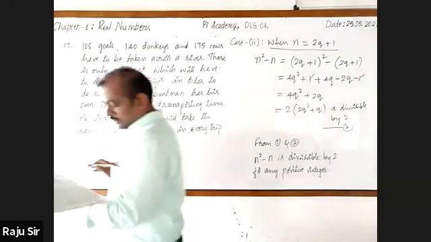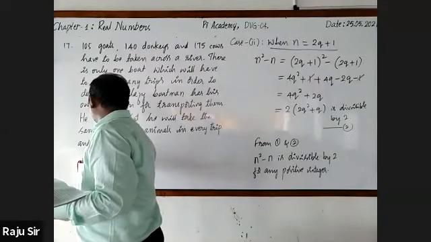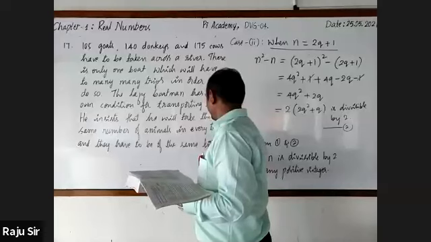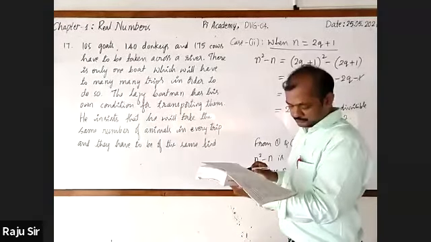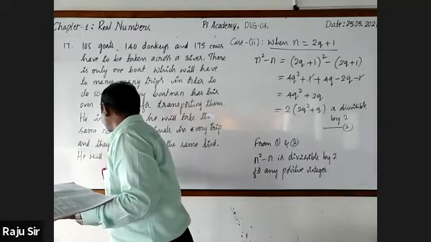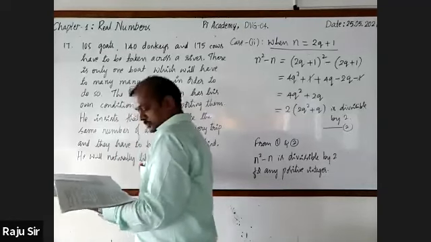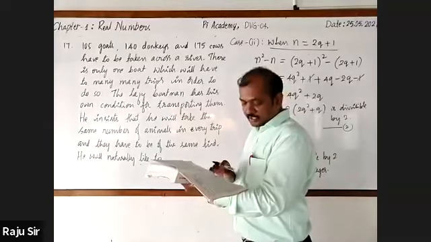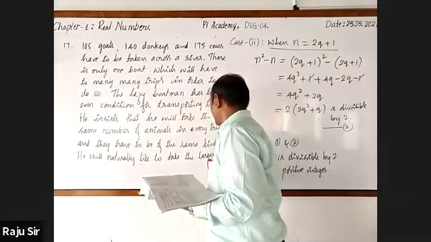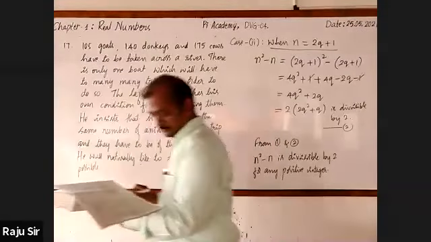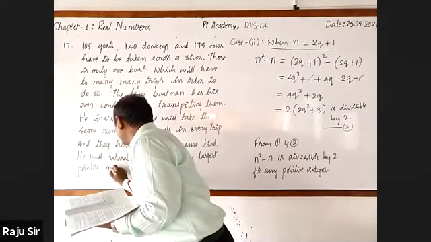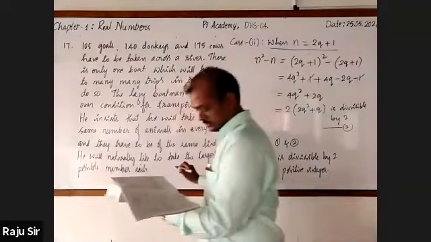And they have to be of the same kind. First of all, he will naturally like to take the largest possible number each time.